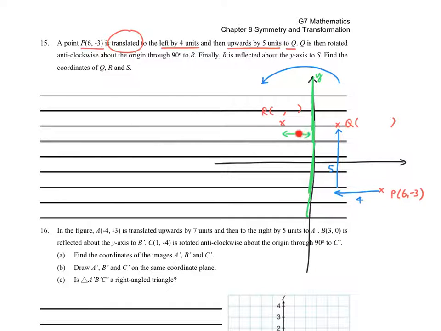So you calculate the distance from R to the y-axis, and then you copy the same length to the other side. Note that S actually can be exactly the same as Q. So you try to find the answer yourself. You should present your answer like this, then it is finished.